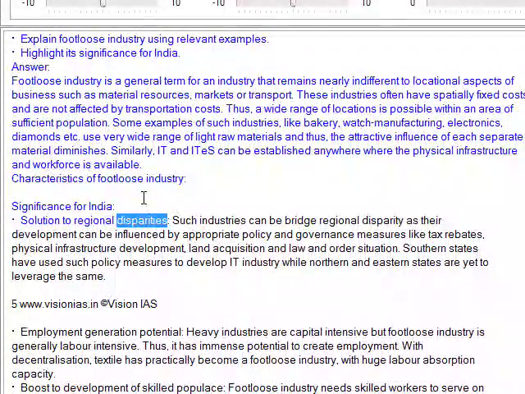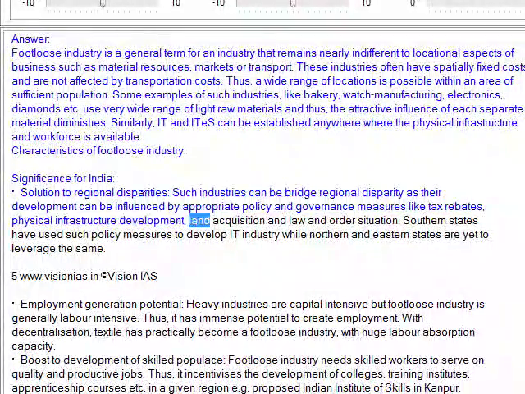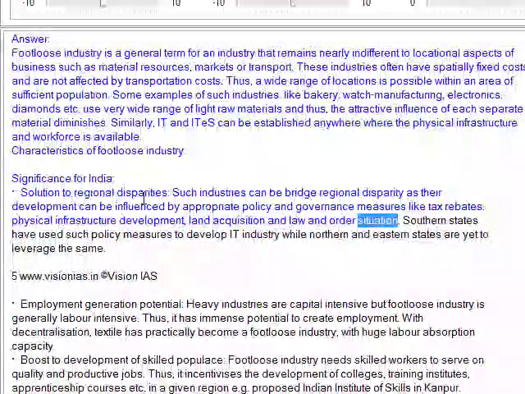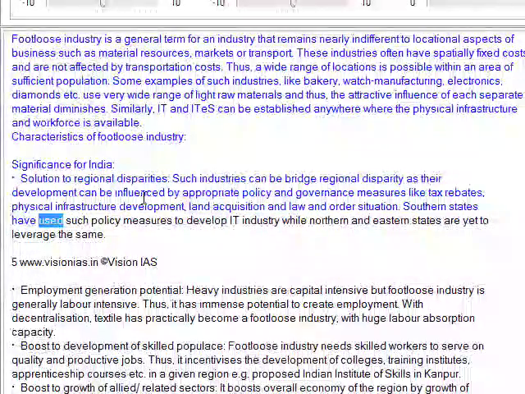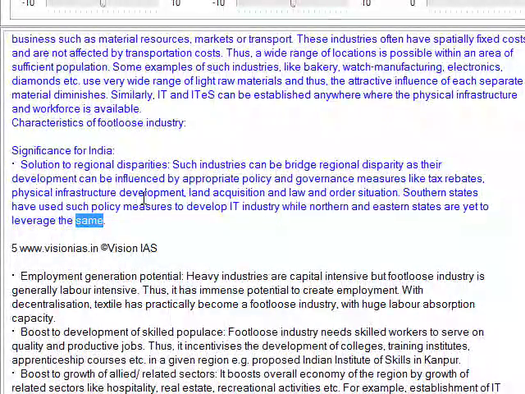Solution to regional disparities. Such industries can bridge regional disparity as their development can be influenced by appropriate policy and governance measures like tax rebates, physical infrastructure development, land acquisition, and law and order situation. Southern states have used such policy measures to develop the IT industry, while northern and eastern states are yet to leverage the same.